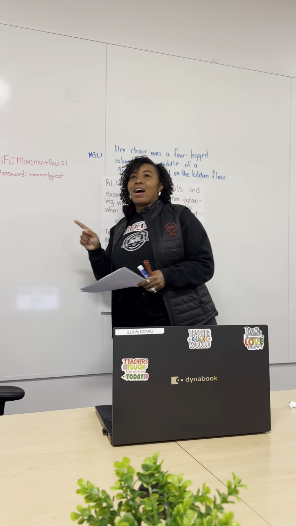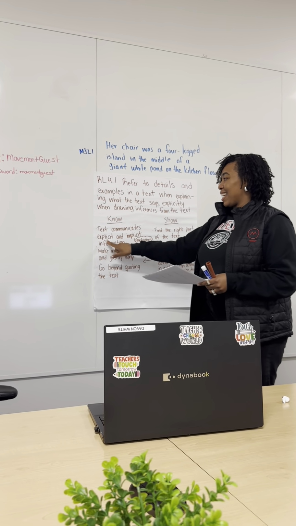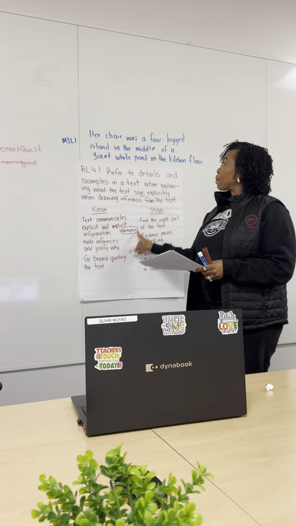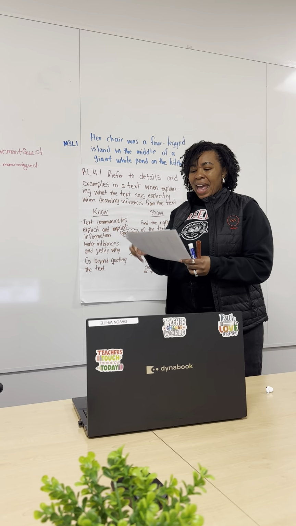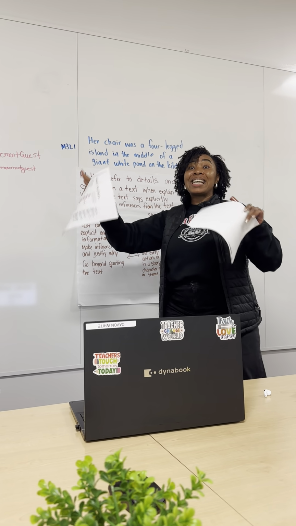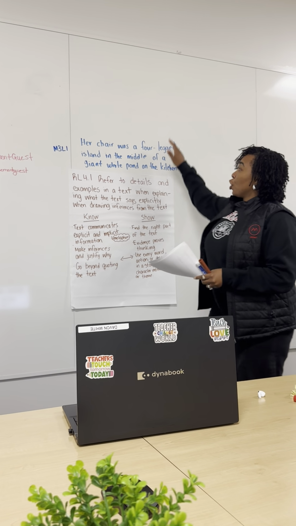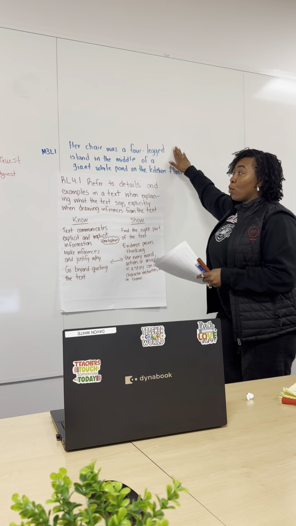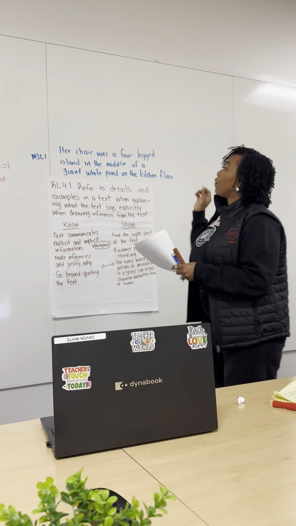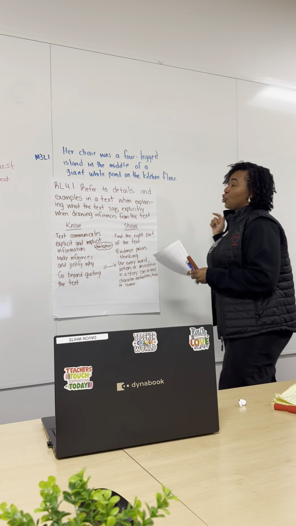As I'm walking around, I'm not seeing people actually pull out that text can communicate explicit and implicit, and this idea of a metaphor. So what I'm going to do is say, everyone, I want you to pause where you are. Go ahead, cap your marker, stay standing though. There's a part of the lesson in which you write this example on the board. Here's the example. Everyone, let's read the example out loud. Her chair was a four-legged island in the middle of a giant white pond on the kitchen floor.